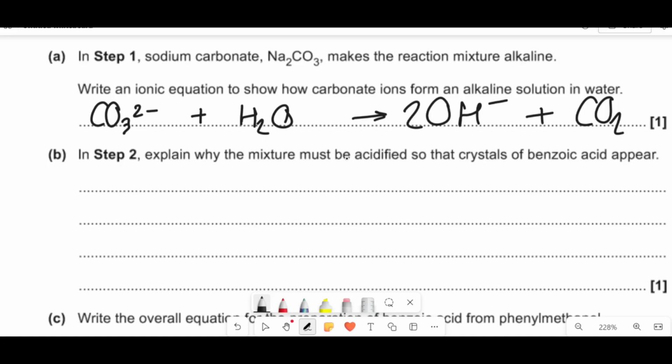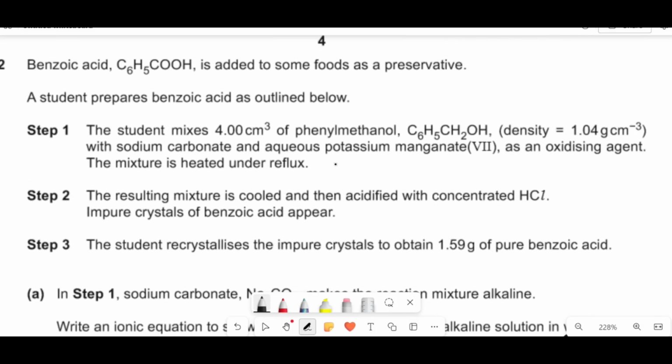In step 2, explain why this mixture must be acidified so that crystals of benzoic acid appear. Right now, it's tempting to say that it would get rid of all of the hydroxide, but it's actually not that. The question's showing why would you get crystals of benzoic acid, right? Benzoic acid will have a benzene ring, but then benzoic acid would be COOH. If it's not appeared, then we don't have benzoic acid. It must be dissolved in whatever this whole thing here is. So what actually appeared here, before we acidified it, must have been COO minus. So for it to have become benzoic acid, it must have become COOH.